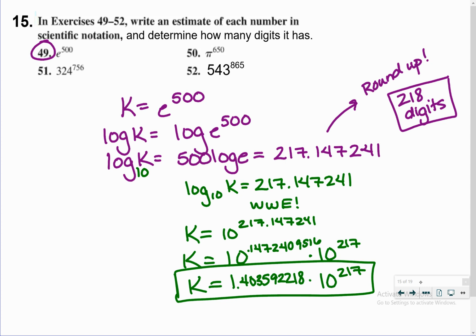Yep. This is a final answer. It's that decimal, it's scientific notation. So it's a number between 1 and 10, which is what we have, times 10 to the 217.